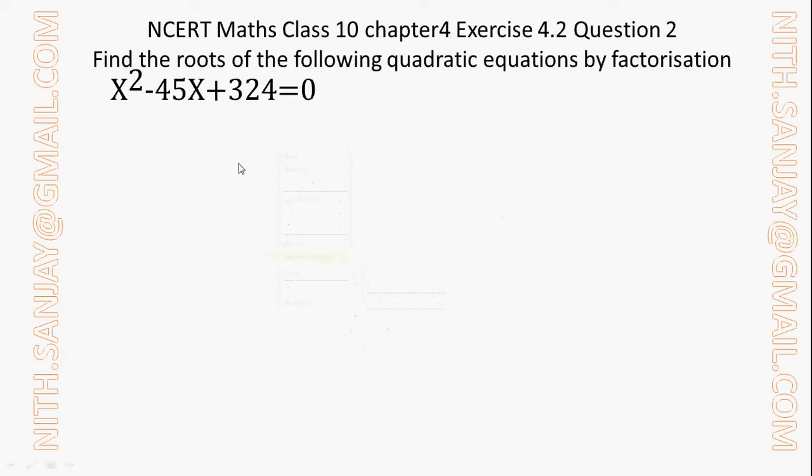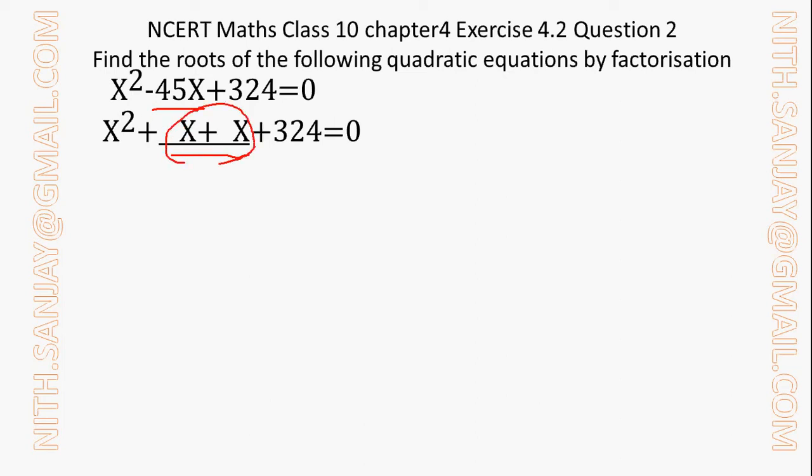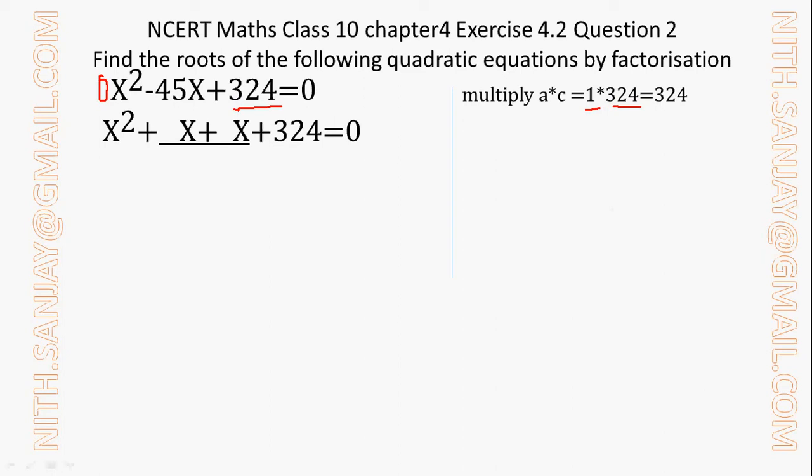Okay, so in this method what generally we do is we split the middle term into two terms in such a way that if I add these two terms, I should get minus 45, and if I multiply them, then I should get the multiplication of the coefficient of x square and the constant term, meaning a and c. So I will multiply a and c. Here my a is the coefficient of x square, which is 1, and c is the constant term which is 324. So I have multiplied 1 with 324. I am getting plus 324.